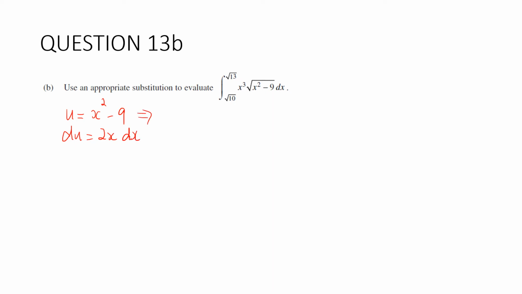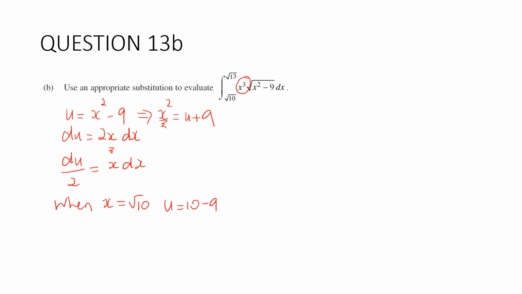This will be good because I can make, what's that, u plus 9. I can make this x cubed term out of this and out of this. In fact, I might turn this one around. Du over 2 is equal to x dx. All right. Let's do the limits. When x is equal to the square root of 10, u is equal to 10 take away 9, which is 1. When x is equal to the square root of 13, u is equal to 13 take away 9, which is 4. Right, we're ready to substitute.